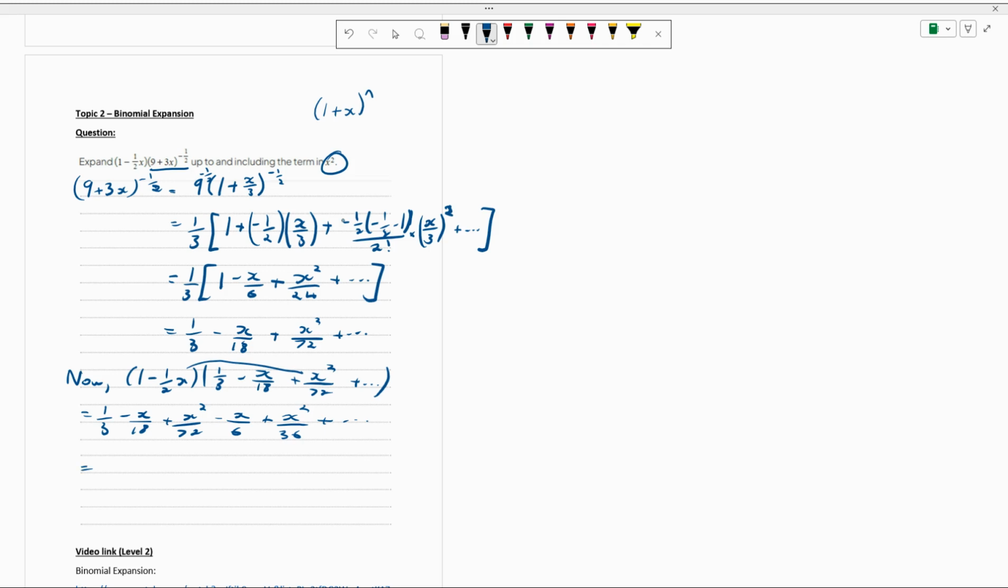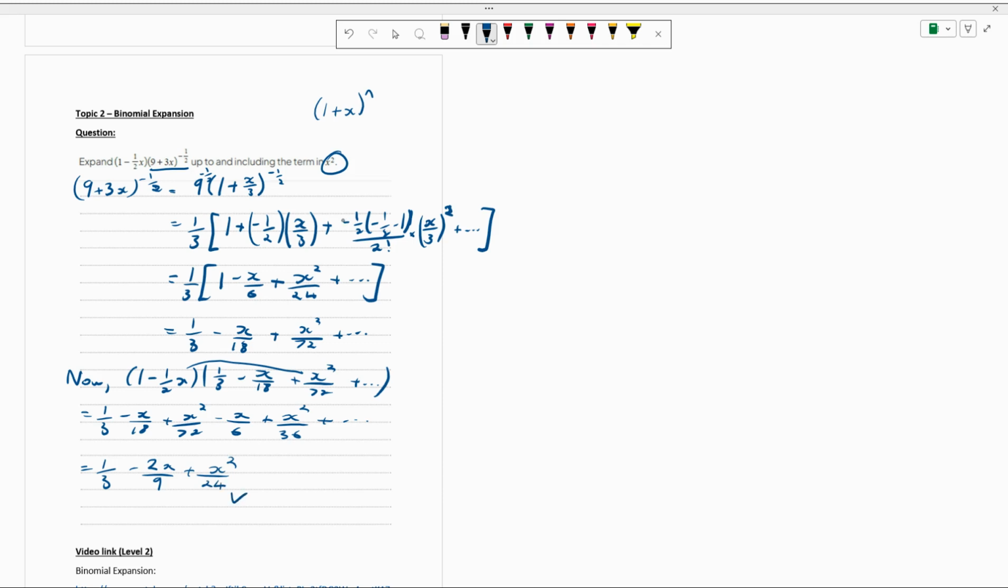From here, I'm just going to tidy things up. So I've got a third, then I'm going to put my x's together. I've got minus an 18th and minus a 6th. That's going to be minus 2x over 9 if I type it in my calculator. Then I've got x squared over 72 plus x squared over 36. That's going to be positive x squared over 24, again if I type it in my calculator.